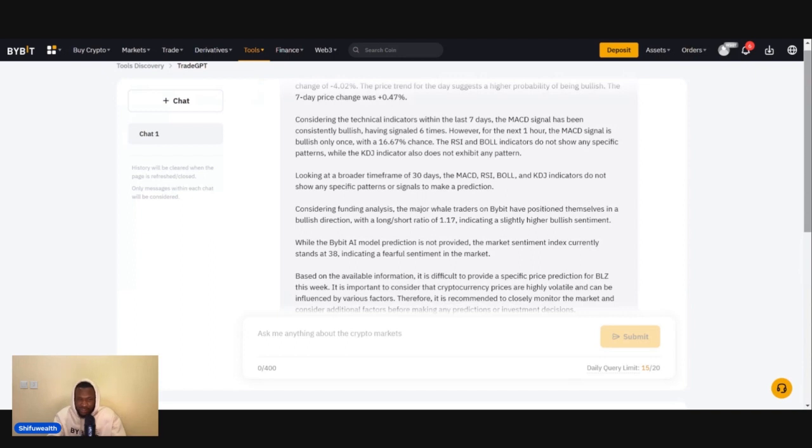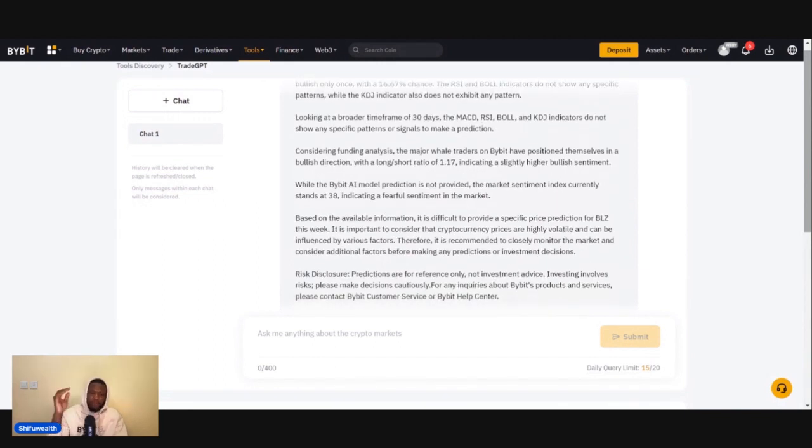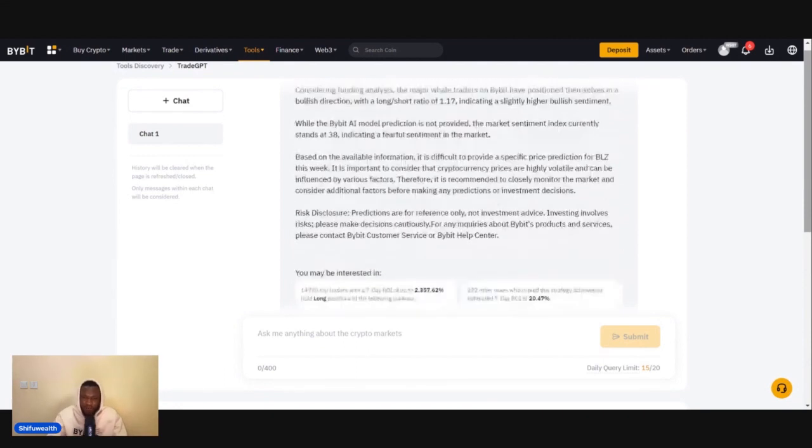Considering funding analysis, so they're looking at various sectors. We've looked at the technical indicators, looked at the broader time frame. Now we're looking at funding analysis. Considering funding analysis, the major whale traders on Bybit have positioned themselves in a bullish direction with a long short ratio of 1.17, indicating a slightly higher bullish sentiment. While the Bybit AI model prediction is not provided, the market sentiment index currently stands at 38, indicating a fearful sentiment in the market. So based on the available information, it is difficult to provide a specific price prediction for BLZ this week. It is important to consider that cryptocurrencies are highly volatile and can be influenced by various factors.